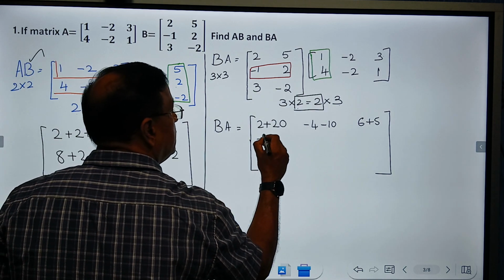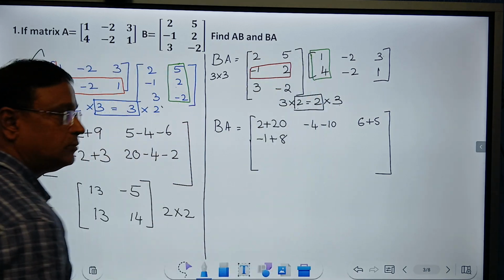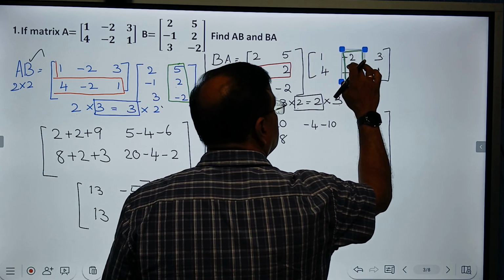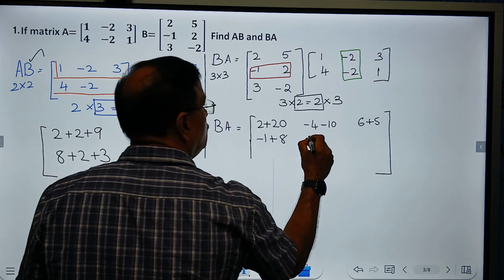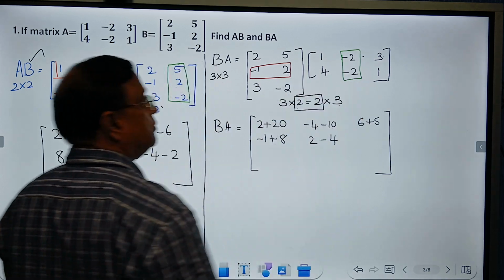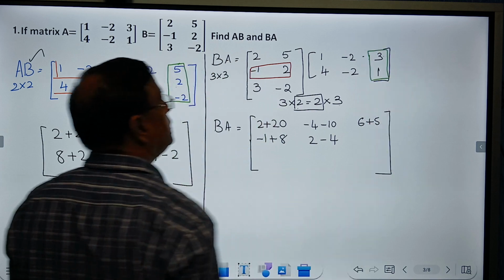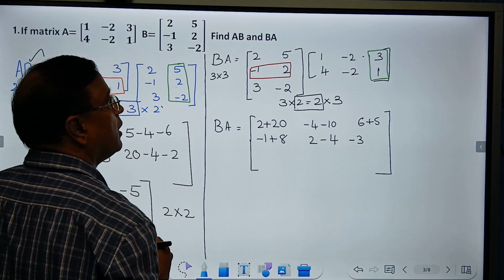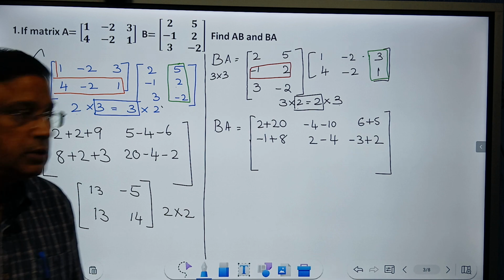What is the game now? Multiply. Minus 1 plus 8. Correct? Minus 1 plus 8. Next one. What should I do? Move this column. What do you get? 2 minus 4. Correct? Then what do I do? Just move further. You will get minus 3 plus 2. I am done with column 3.